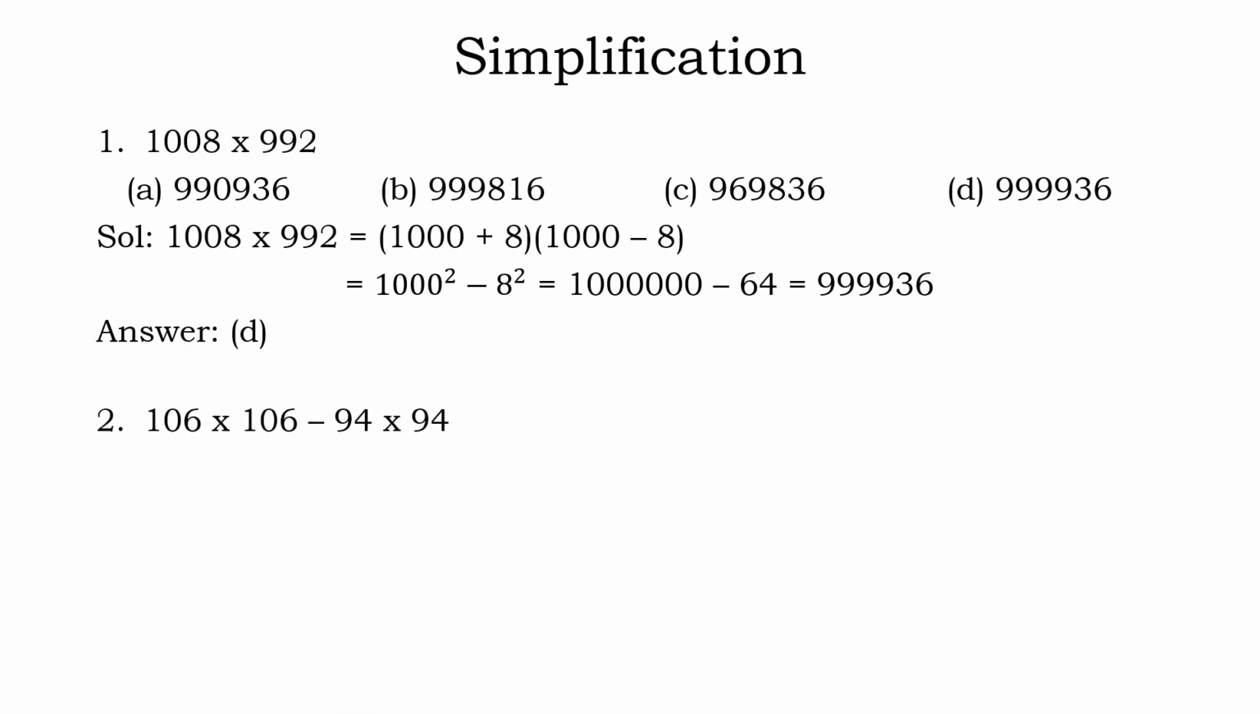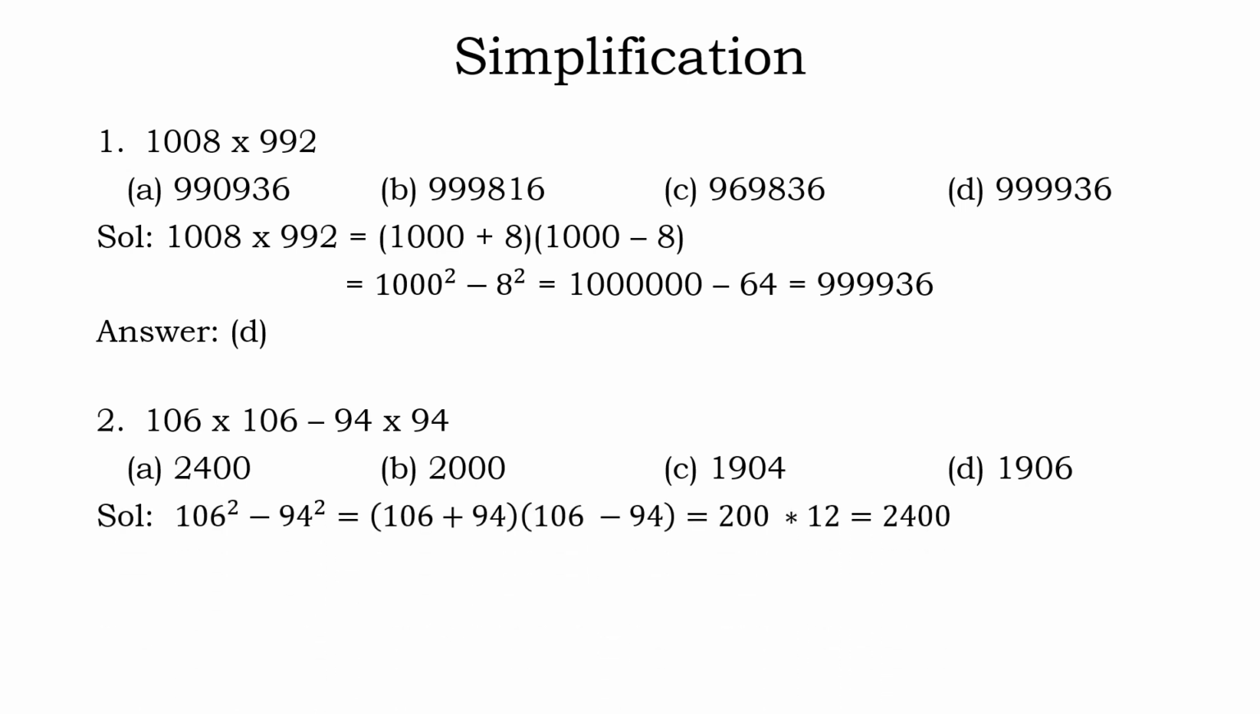Now we have another problem. This one is of the form a square minus b square. So 106 into 106 minus 94 into 94. These are the four choices for the answer. Now we can write this a square minus b square as a plus b into a minus b. So 106 plus 94 is 200. 106 minus 94 is 12. 200 into 12 is 2400. So the answer is A.